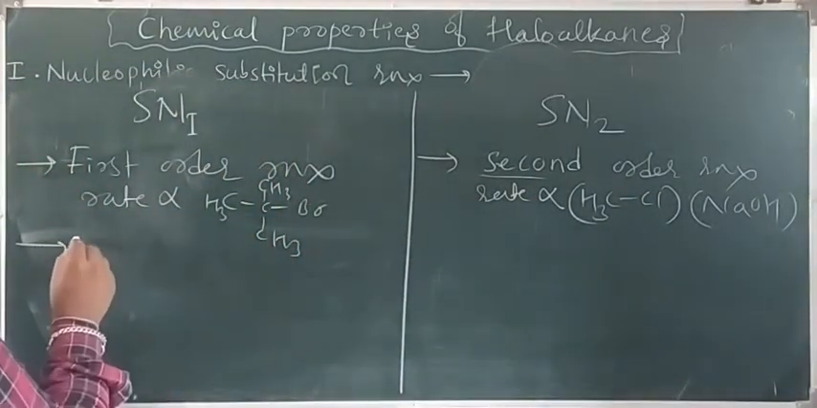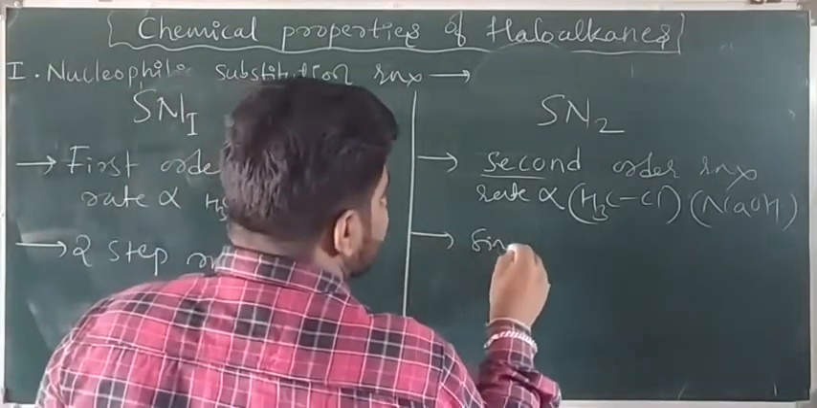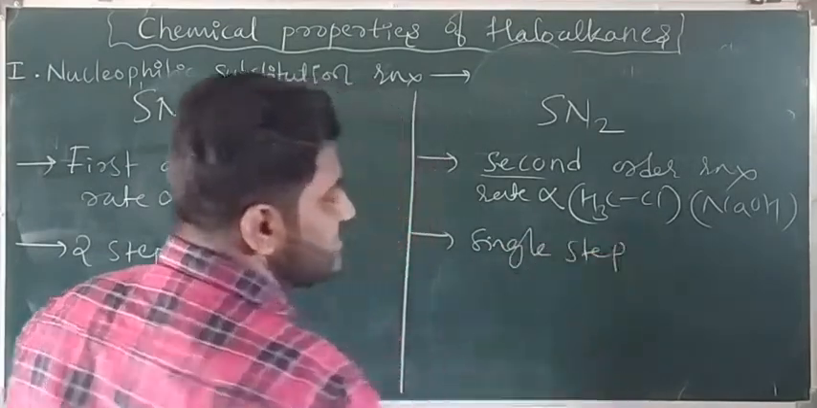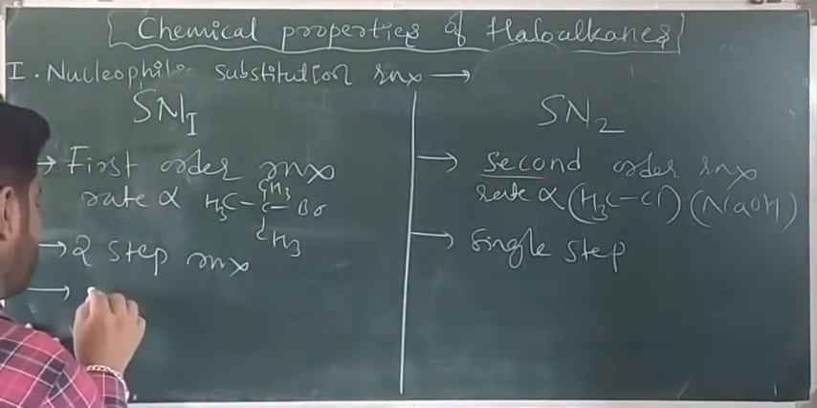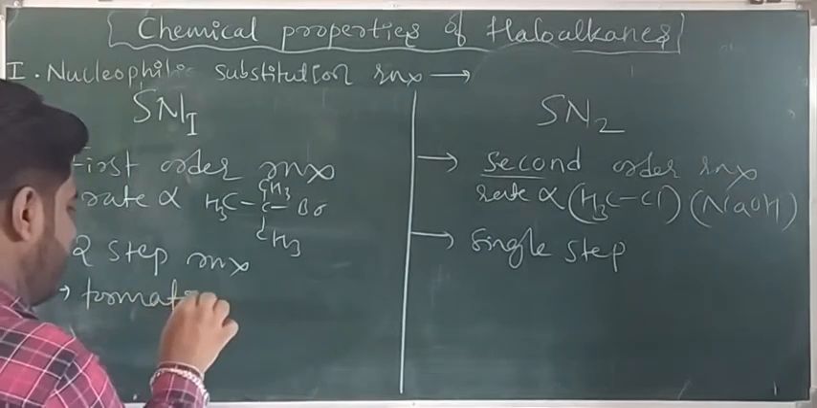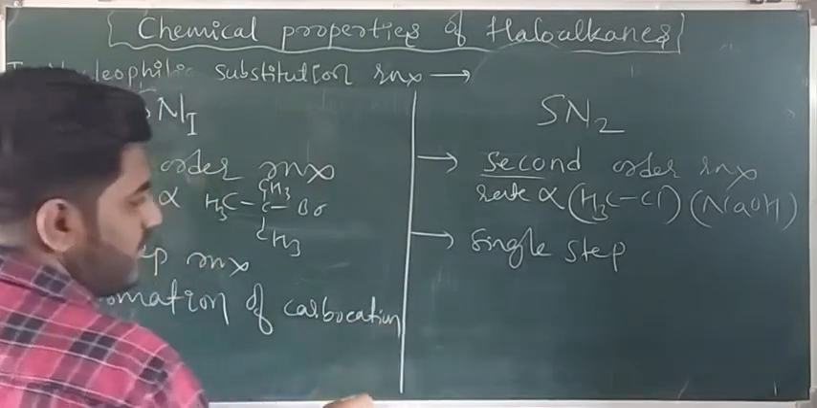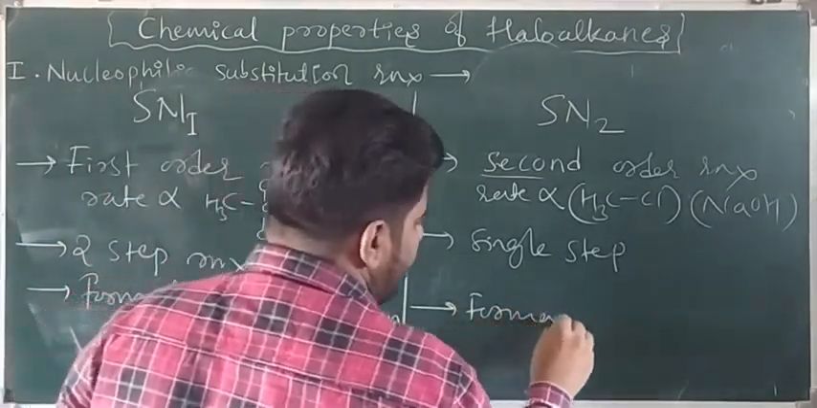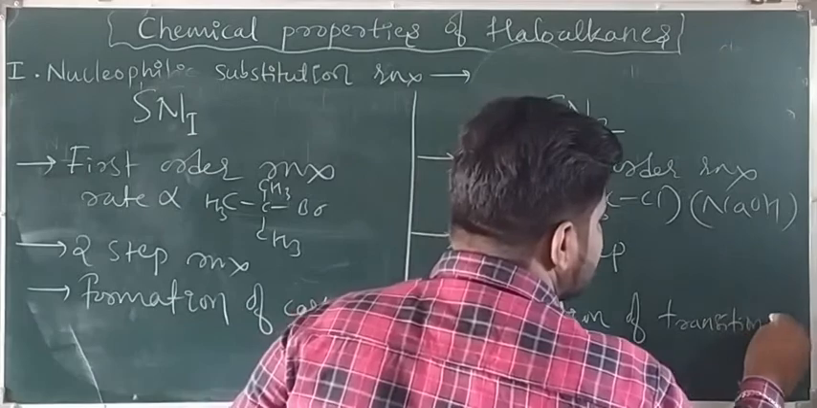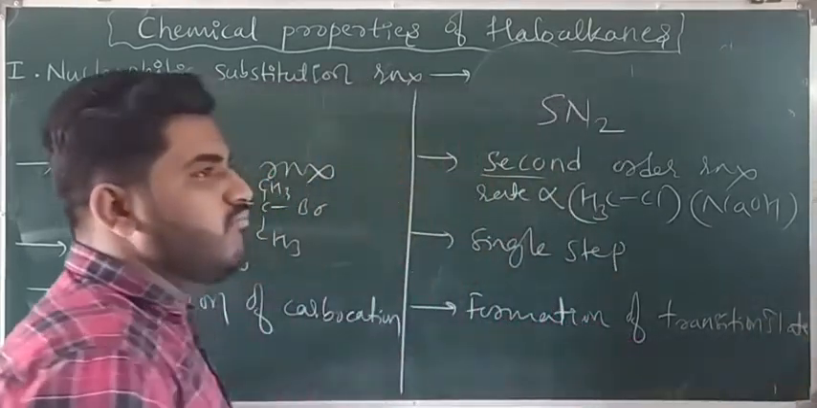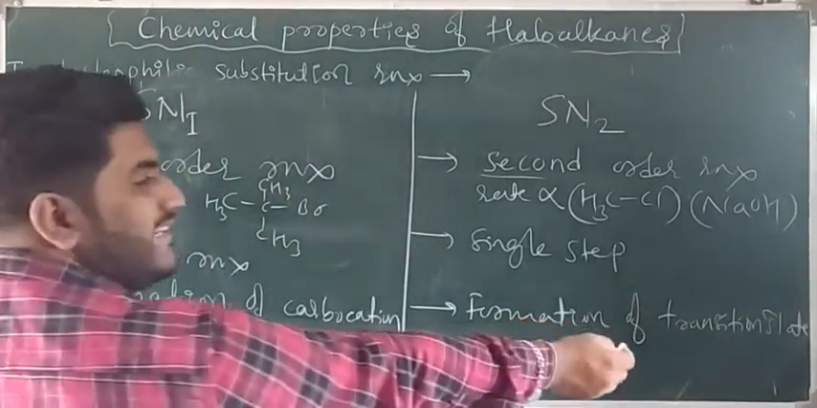SN1 is a two-step reaction. Here, SN2 is a single step, which we have already studied in the mechanism. SN1 possesses formation of a carbocation. Here, there is formation of a transition state. A transition state is an unstable state where bond making and bond breaking are both taking place simultaneously. The carbocation is also called the intermediate state, right?